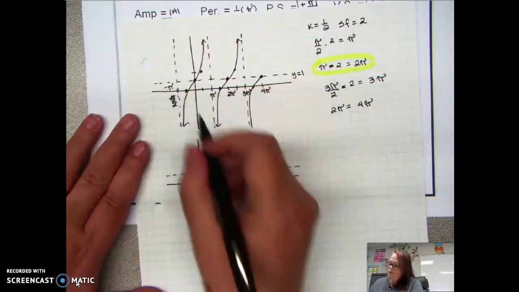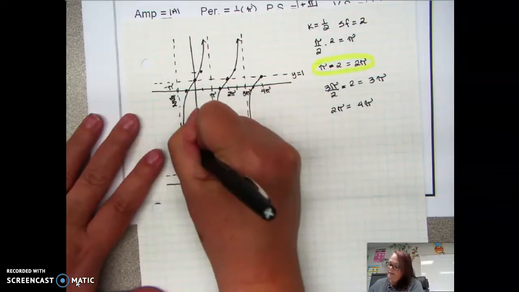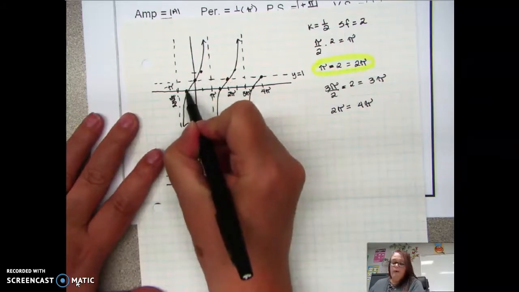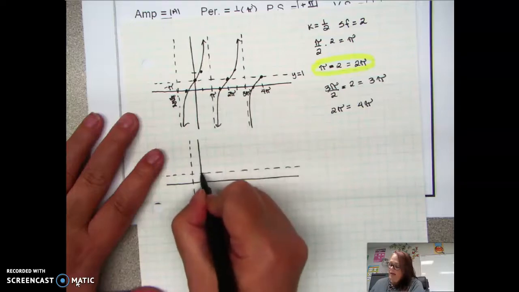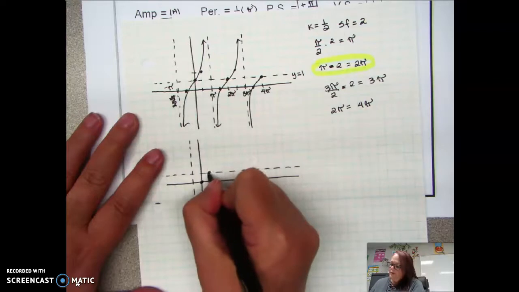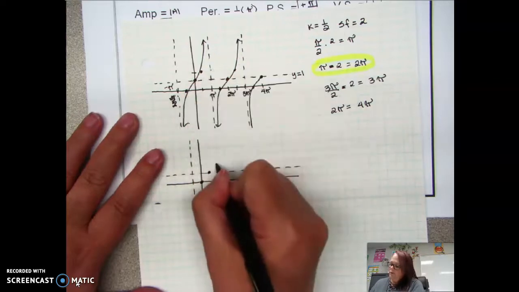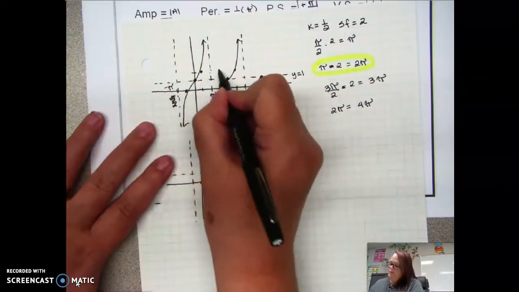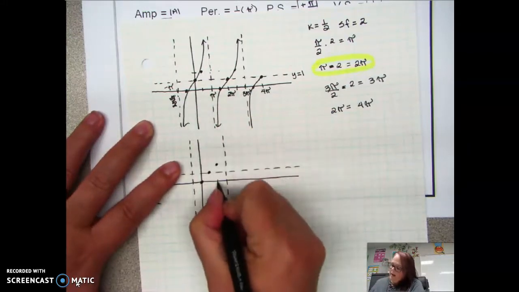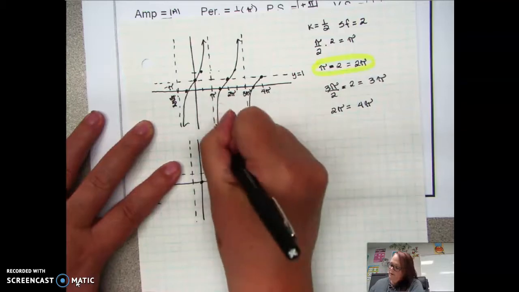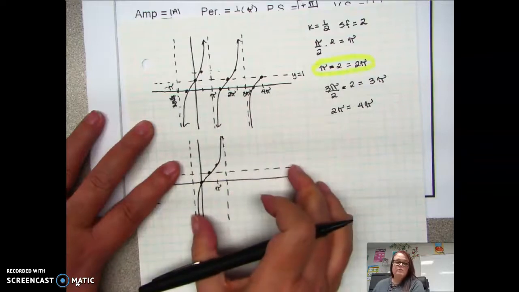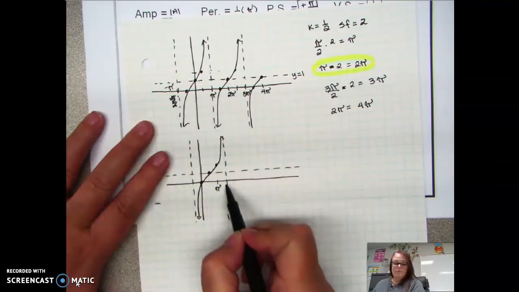So what was 2 blue grids to the left of the y-axis is going to be 1. What was 1 blue grid to the left is now going to be at the origin. This one moves to the right 1 blue grid. This moves to the right 1 blue grid. And then this moves to the right 1 blue grid. So my pi is still right here, but my graph shifted pi over 2 units to the right. So I don't have an asymptote there anymore. I have an asymptote at 3 pi over 2.